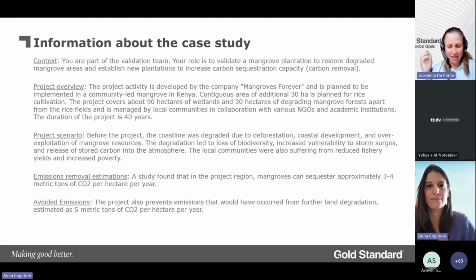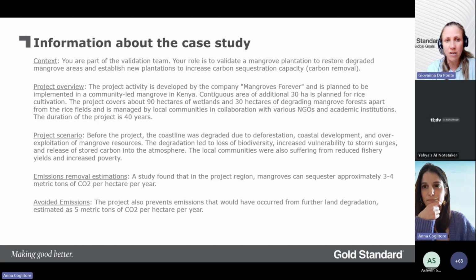This is the fun part of this training. It's just to give a little bit more context, a little bit of hands-on experience now. If it is the first time for you, or maybe you have already experienced it, it gives you a little bit of flavor of how to validate and verify a project under the blue carbon and freshwater wetlands activity requirements, and in this case, the mangrove methodology.